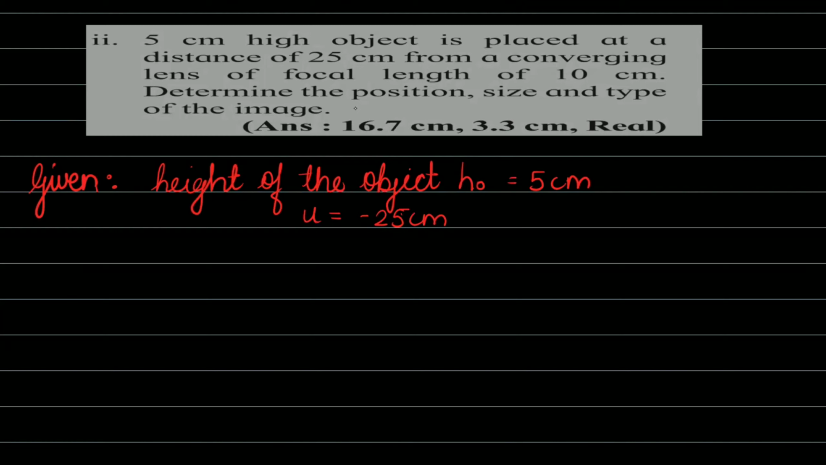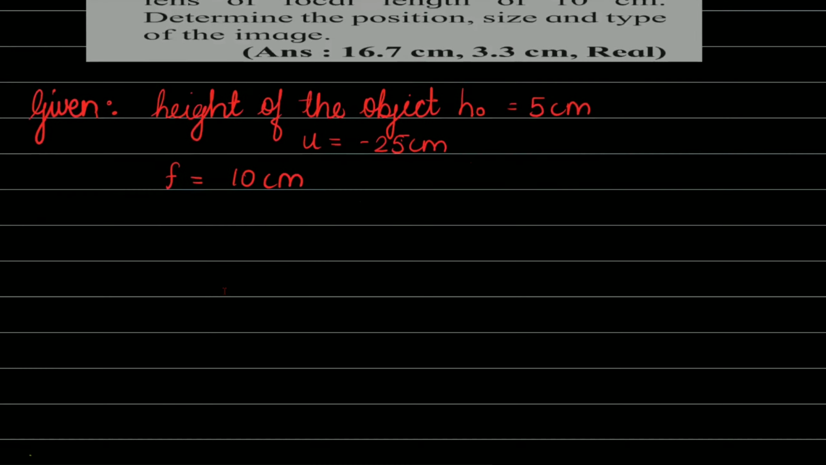Since the lens is converging, as it is given in the question, it is a convex lens, obviously. So the focal length f is given as 10 centimeters. We know the lens is converging, and thus it is a convex lens. Therefore, the focal length is given as around 10 centimeters.